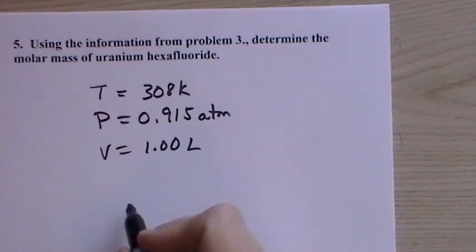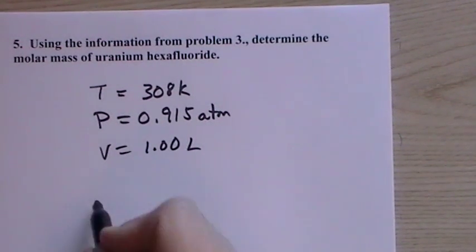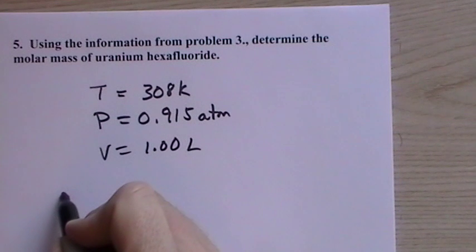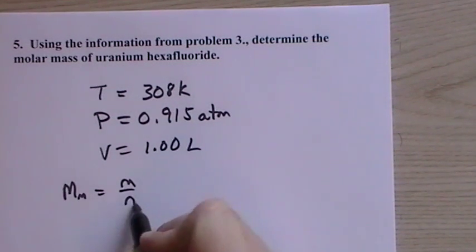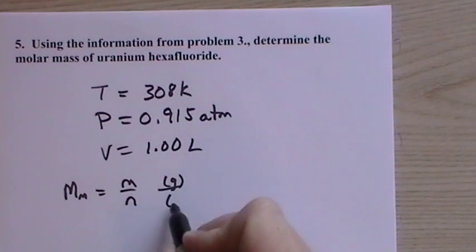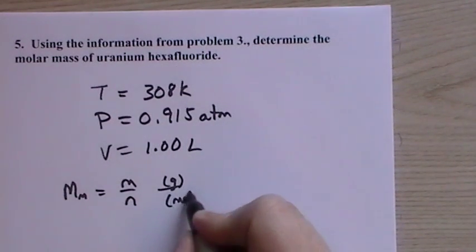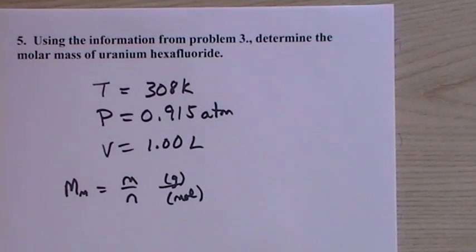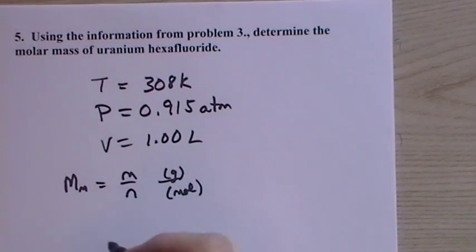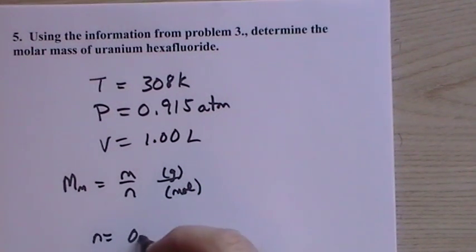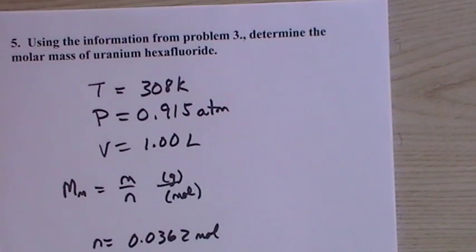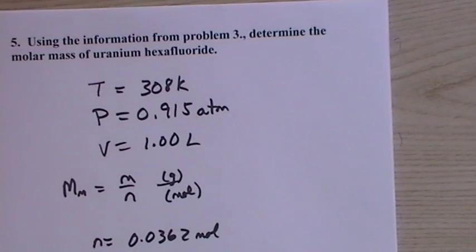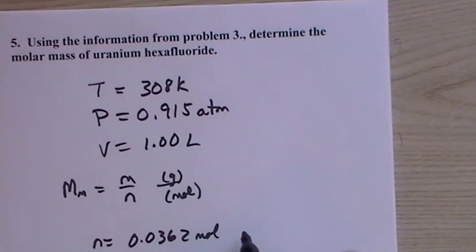Now, we want to find the molar mass. So the molar mass, capital M, is going to be m over n grams per mole. Now we determined in the problem from 3 this number of moles.